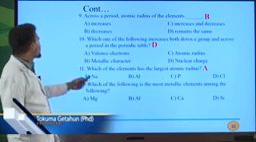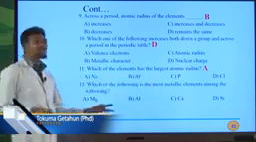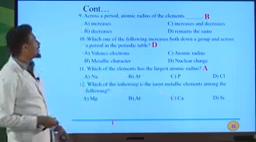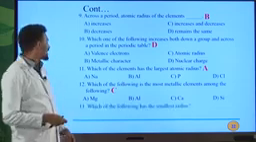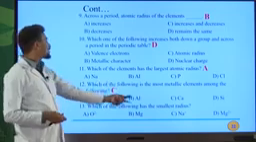Question number 12. Which of the following is the most metallic element among the following? Down the group, metallic character increases. So calcium is the most metallic element when compared with the other elements. But silicon is not a metal. It is a metalloid.